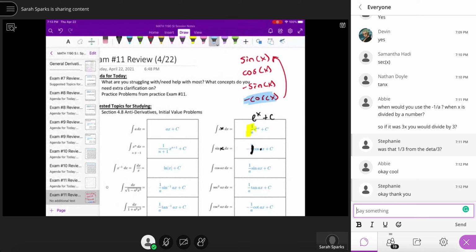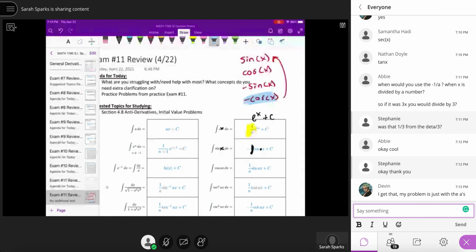But yeah, literally just think of it as backwards derivatives. You don't have to think of this as my antiderivative rule. Think of it as backwards derivatives.